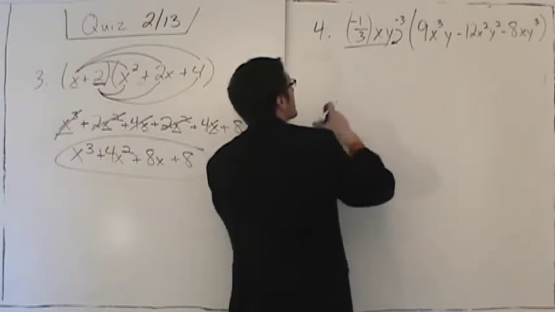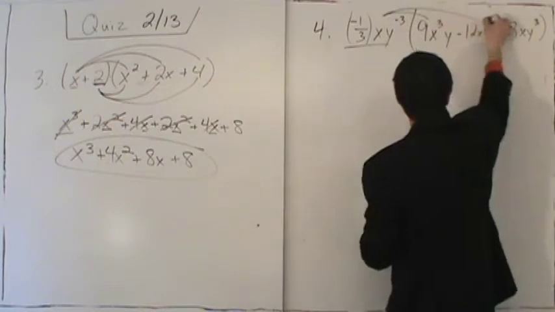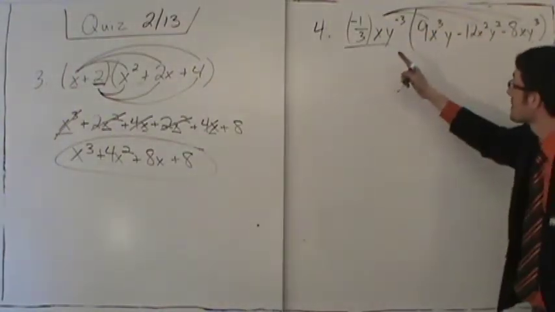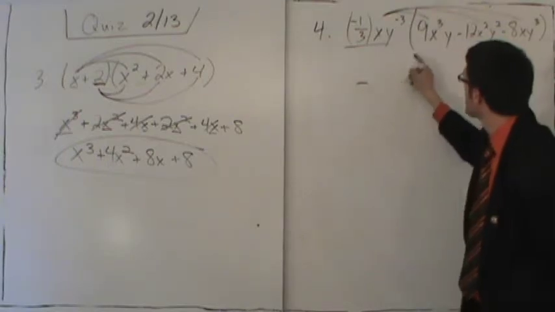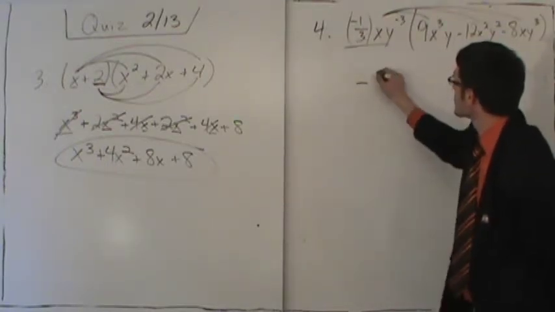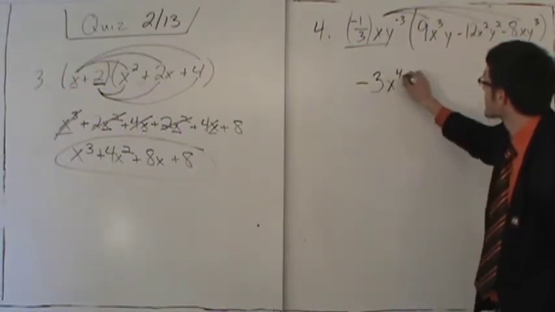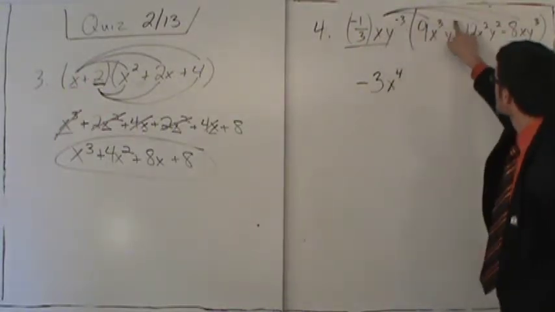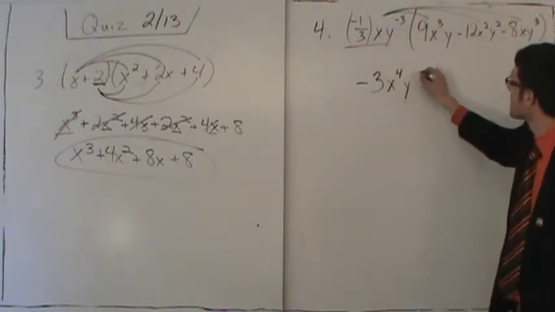Now, it's better to leave it in this form and then just multiply. Okay, so when multiplication meets addition, we distribute. Negative 1/3 times 9. Well, negative times positive is negative. 9 divided by 3 is 3 times 1 is 3. X times x cubed, we add the exponents and get x to the 4th. Y to the negative 3rd times y to the 1st. You add the exponents, negative 3 plus 1 gives negative 2, so y to the negative 2 power.